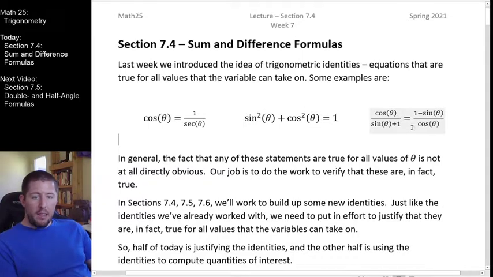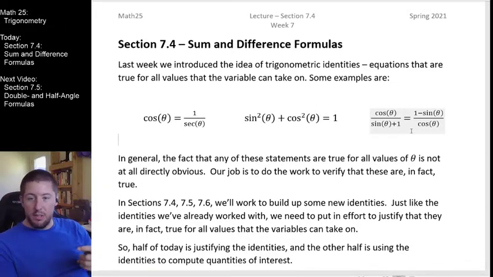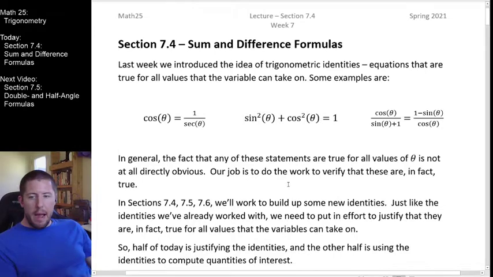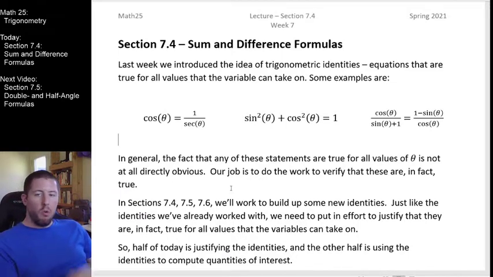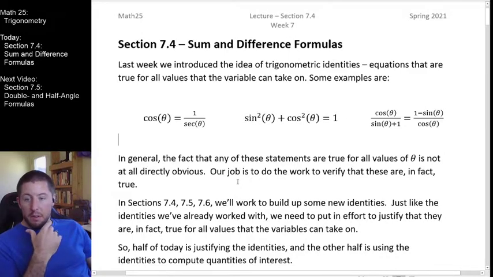Other identities, like this one on the right, cosine over sine plus 1 equals 1 minus sine over cosine, it's not at all obvious that that's actually true for every value of theta. It's not even obvious that that's true for any value of theta, let alone for every value of theta. So one of the good things to keep in mind when we talk about our identities is that, in general, the fact that any of these statements is true for all values of theta is not at all directly obvious. What we saw in section 7.3 is that all of our work associated with these is to verify that these are in fact true statements.